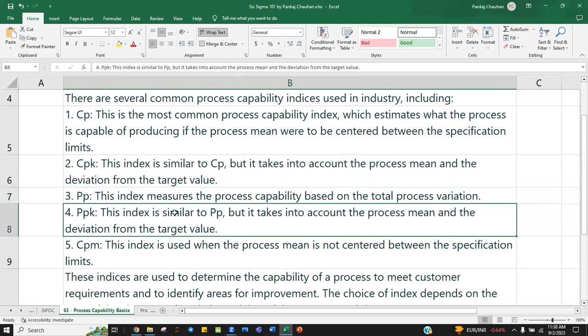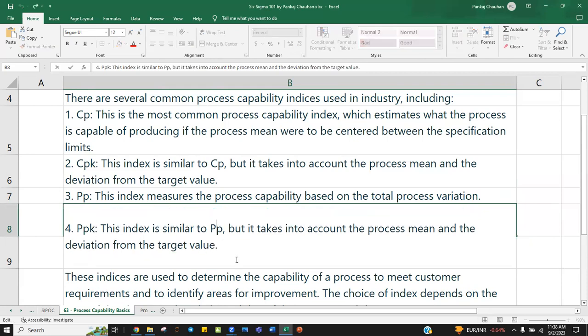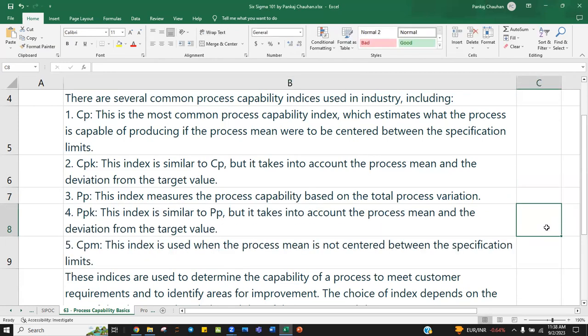The PPK index is similar to PP, but it takes into account the process mean and the deviation from the target value. I will be explaining all these calculations in the upcoming sessions.